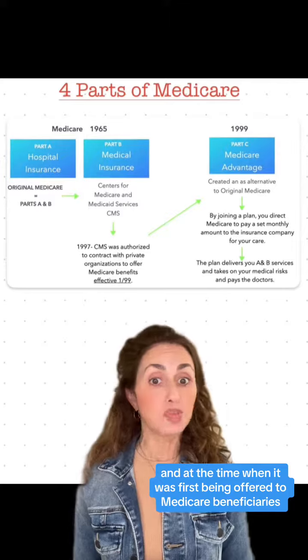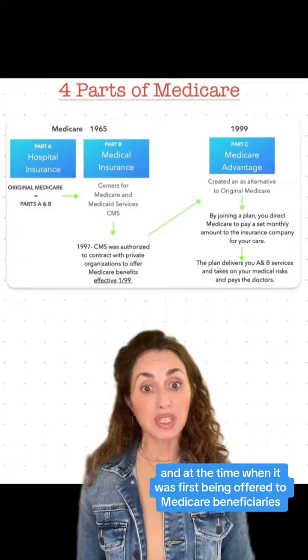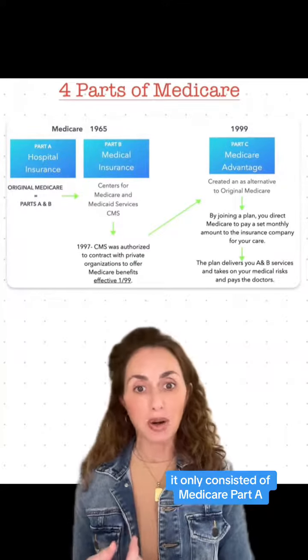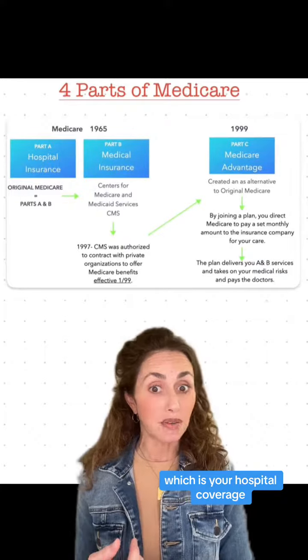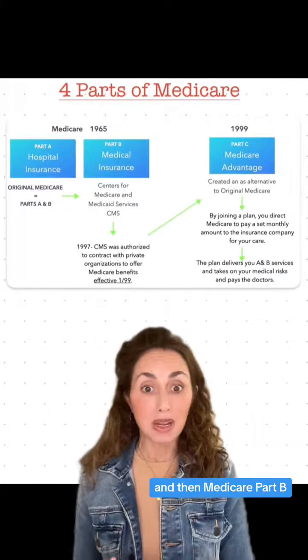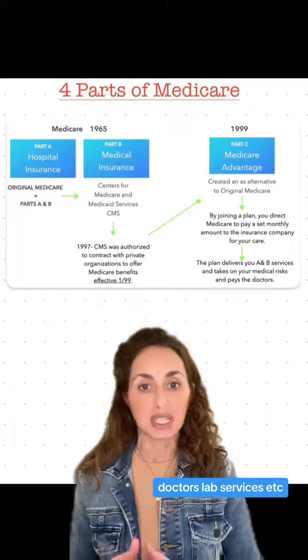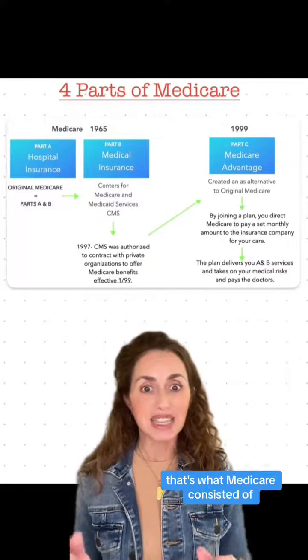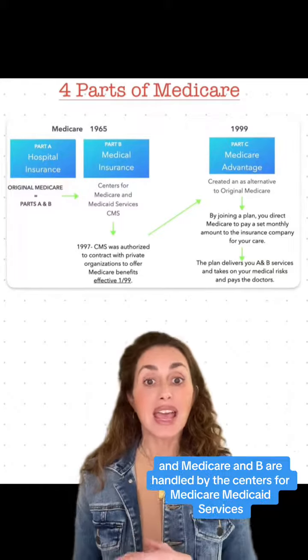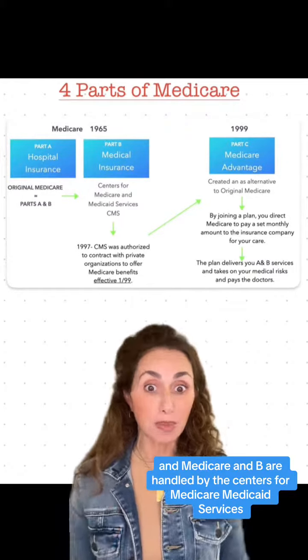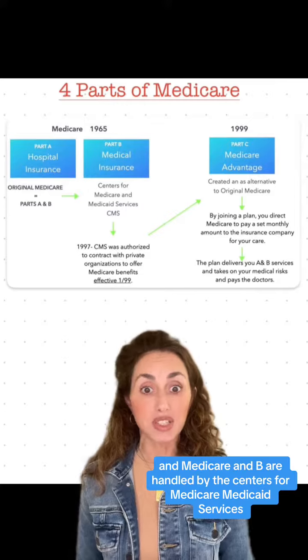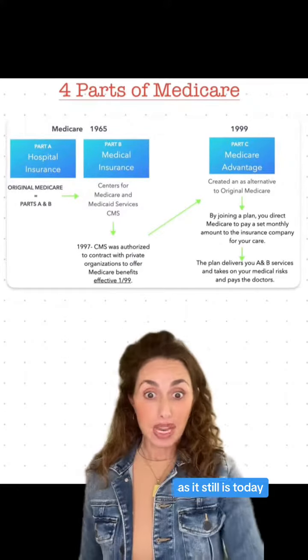time when it was first being offered to Medicare beneficiaries, it only consisted of Medicare Part A, which is your hospital coverage, and then Medicare Part B, which is outpatient coverage, doctors, lab services, etc. So that's it. That's what Medicare consisted of. And Medicare A and B are handled by the Centers for Medicare and Medicaid Services, as it still is today.